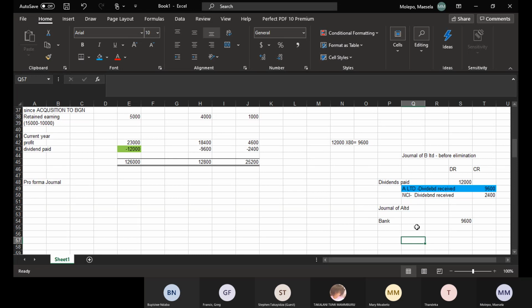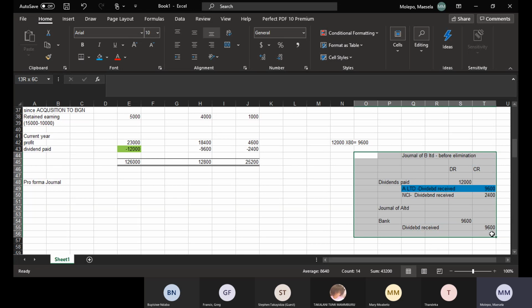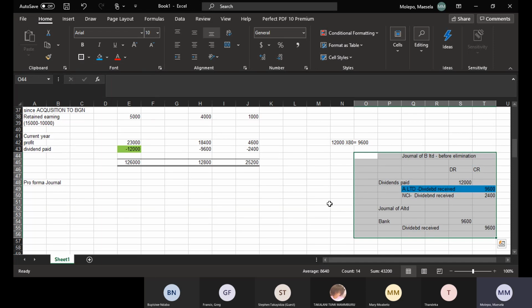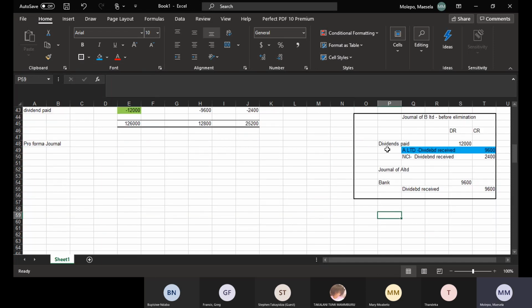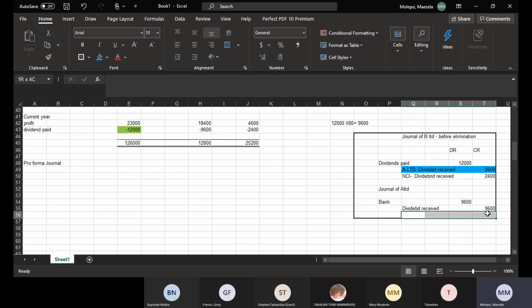And the income of the dividend of 9.6. And then A and B form part of the group, so we're going to eliminate based on this. But the C person, as a non-controlling interest, doesn't form part of the elimination. So we're going to use these things to eliminate. So we eliminate the 9.6.